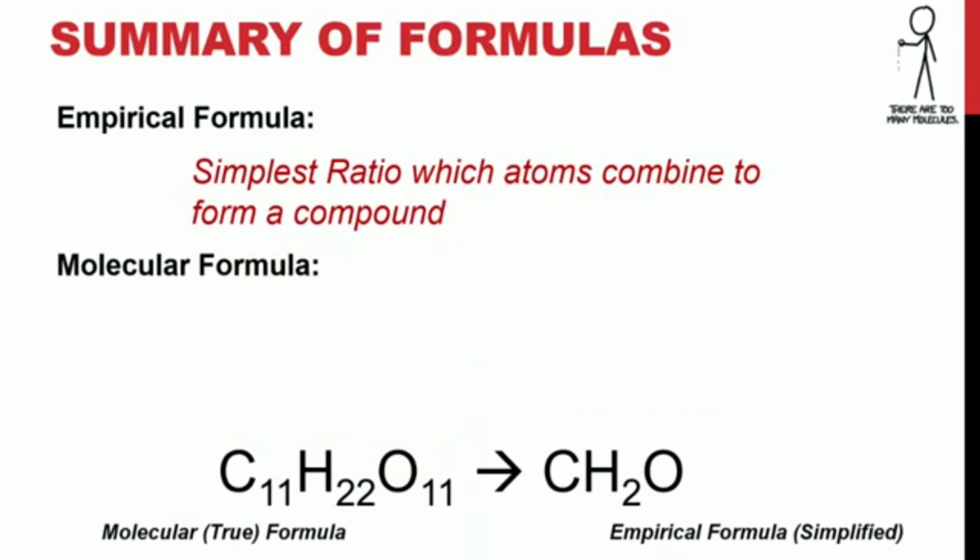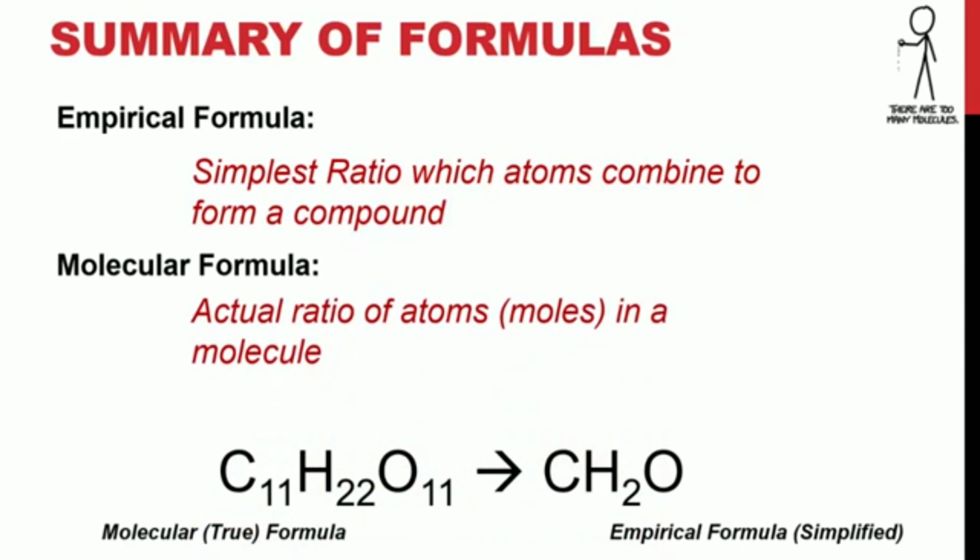So as a summary, you can see that an empirical formula is the simplest ratio of atoms that combined to form a compound, while the molecular formula can be a multiple of the empirical formula, as it is always the actual ratio of moles of atoms in a compound.